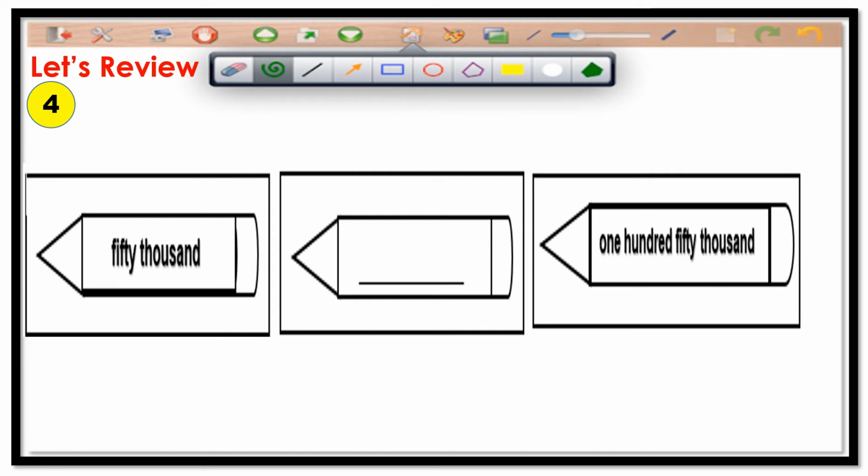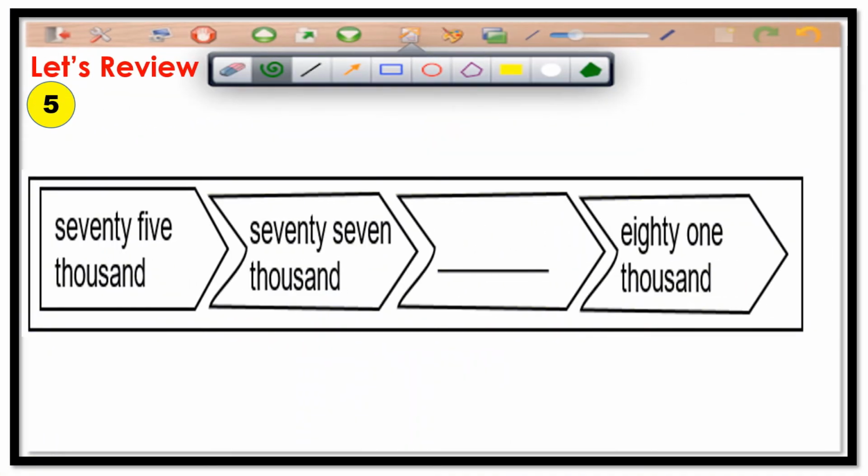50,000 in words. And then blank. Then 150,000. Ano kaya ang nasa gitna? At ang sagot, kasunod ng 50,000, ay 100,000. For number 5, 75,000. Kasunod, 77,000, blank, and then 81,000. The answer is 79,000. Ang galing-galing. So let us study now our lesson.